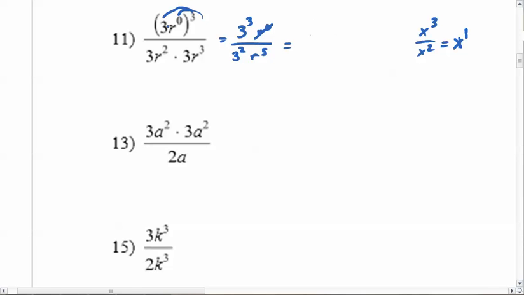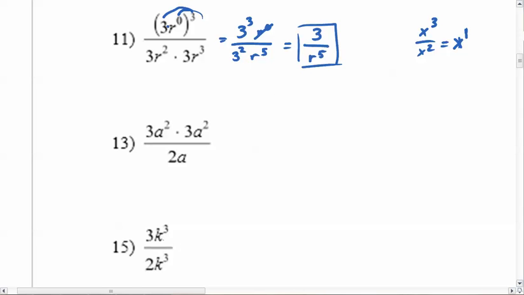3 minus 2 is 1, so I'm going to have a 3. The r to the 5th I didn't do anything with, so it's got to stay on the bottom. R to the 5th. And so there you go. There's the first one. Let's go on to the next one. Actually, you know what? That one looks too easy. So let's go down to 15.